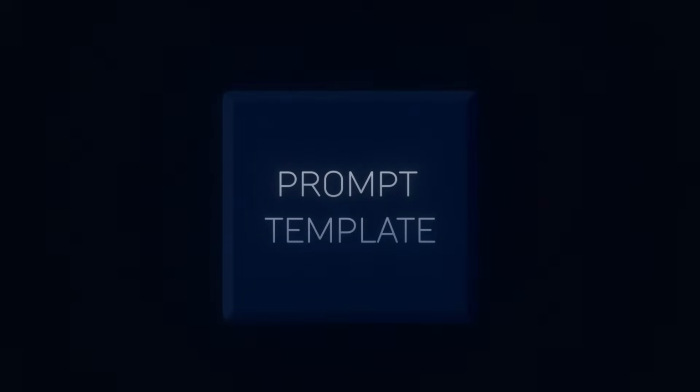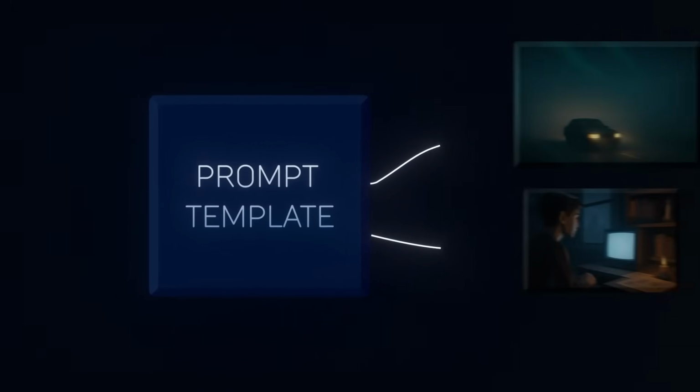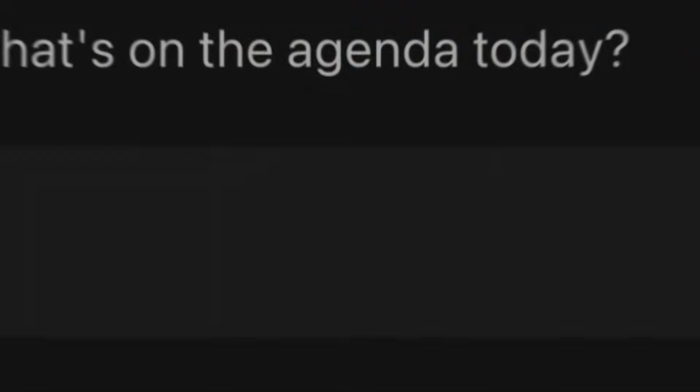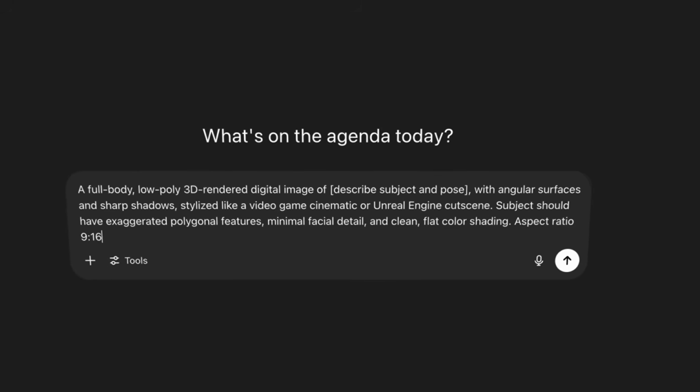I've turned this prompt into a prompt template you can use to get this style on any image you want. You'll find it inside the step-by-step document if you want it for yourself. Here's what you want to do next. Open up a new chat in ChatGPT and paste in this prompt.